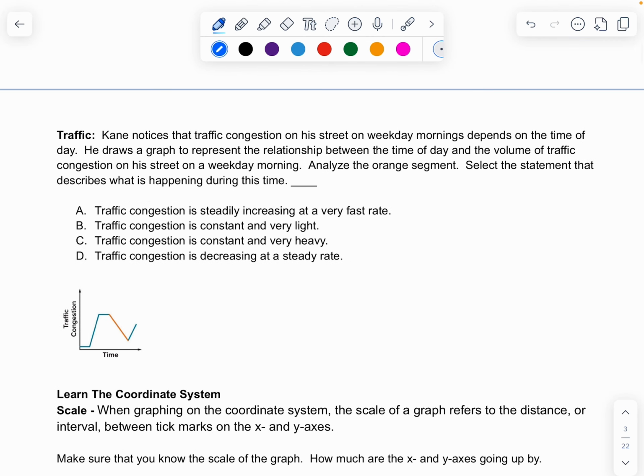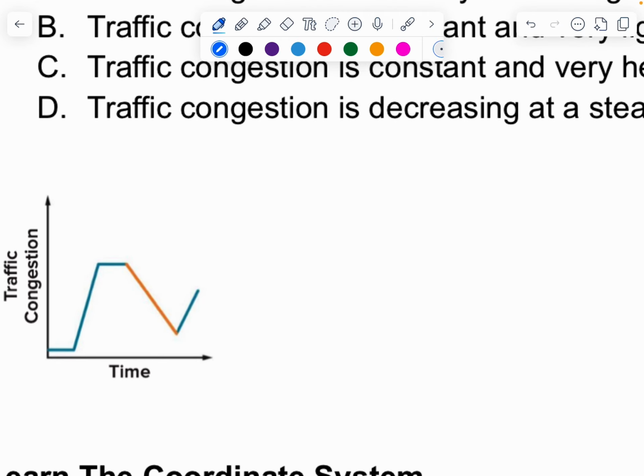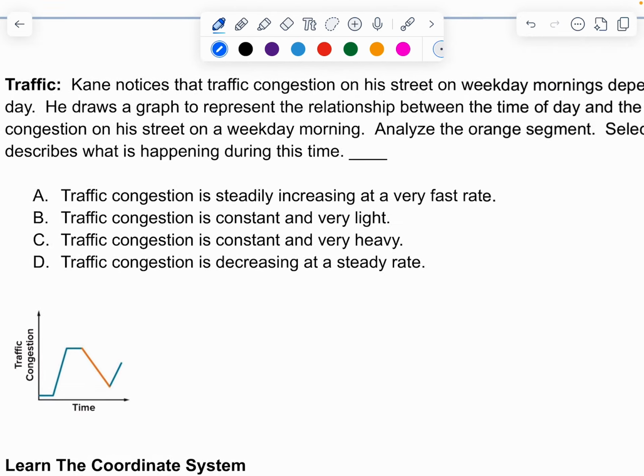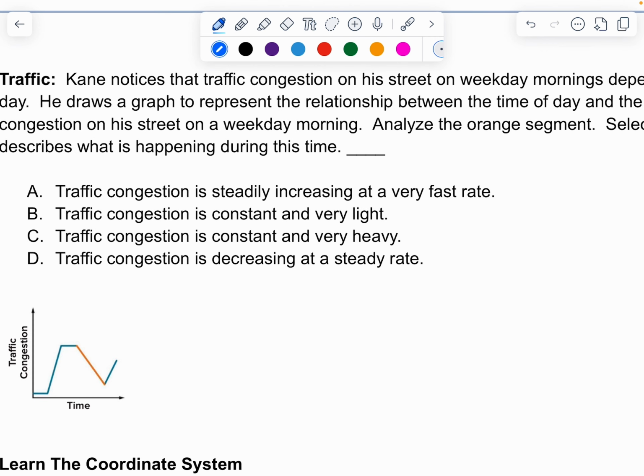Okay, Kane notices the traffic congestion on his street on weekday mornings depends on the time of day. He draws a graph that represents the relationship between the time of day and the volume of traffic congestion on a street on a work day morning. Analyze the orange segment. The orange segment is right here. So it's going down. As the time goes, it's going down. The congestion is steadily increasing? Well, it didn't increase, so it's not this one.